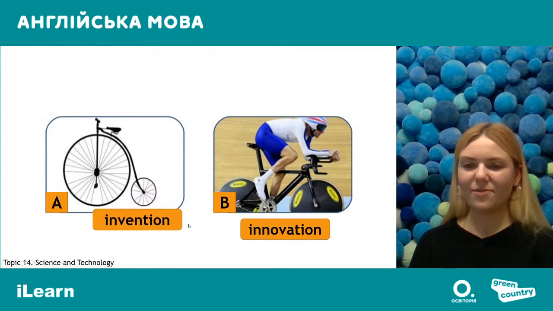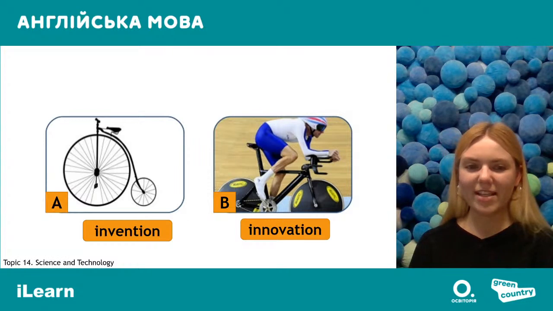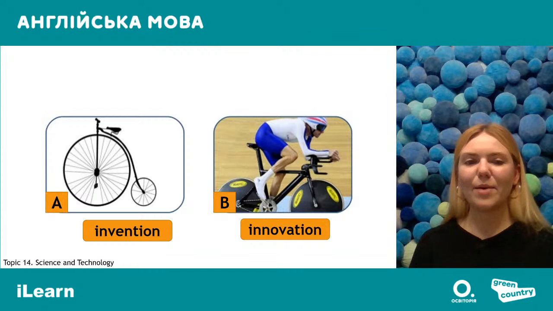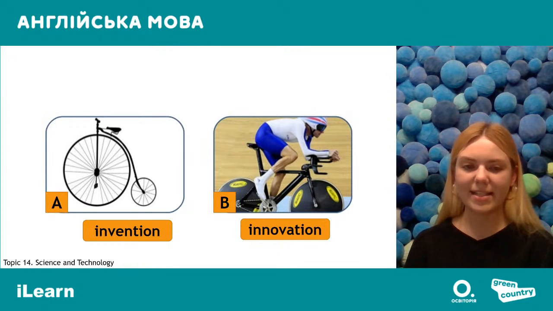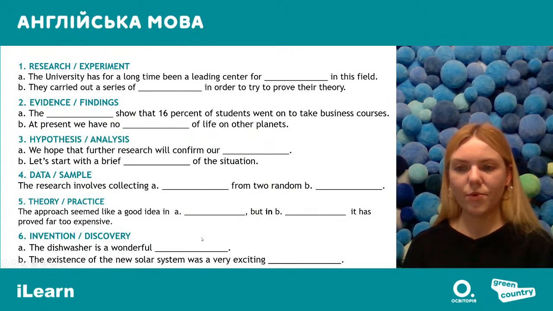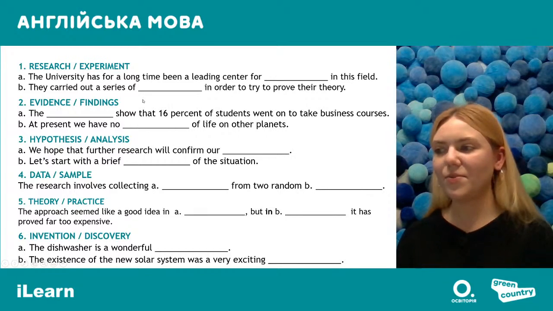And so, of course, A, that is invention, винахід, something new, and innovation, that is B, because we can see a better version, a better model of something that already exists. So we will try to look at some more easily confused words, and we will try to see the difference between them. So let's do this task very, very quickly, and you will be free for today.